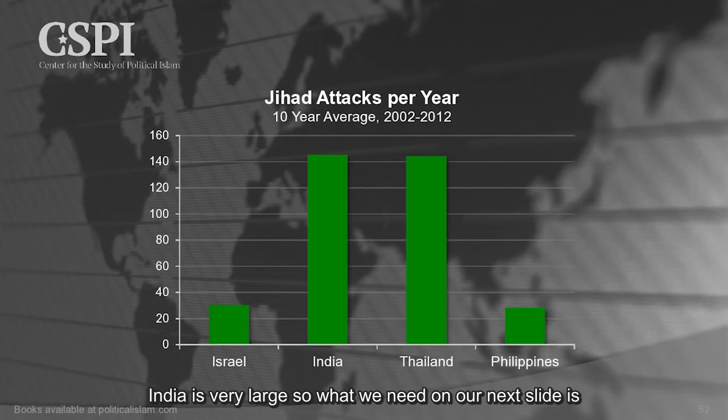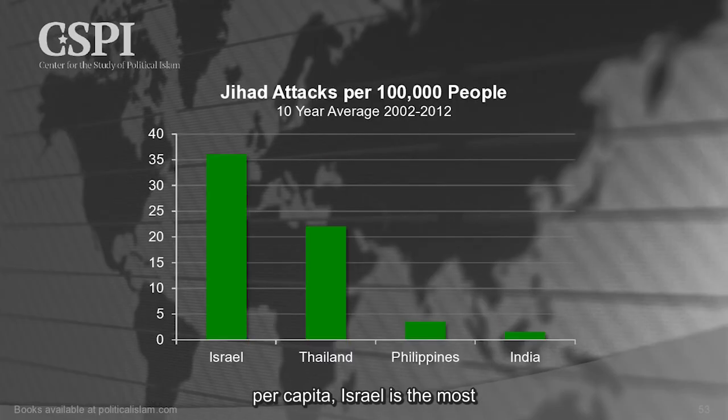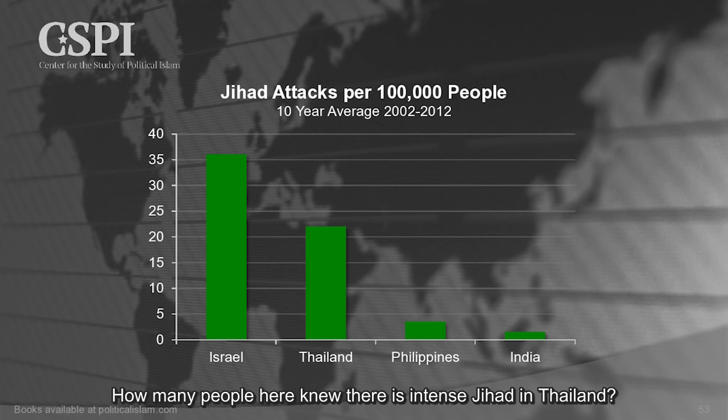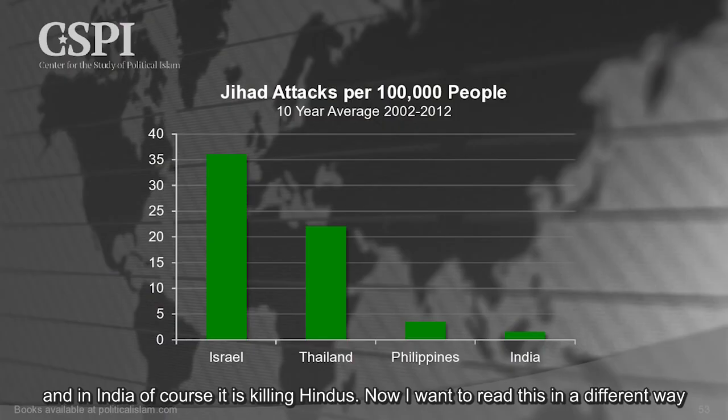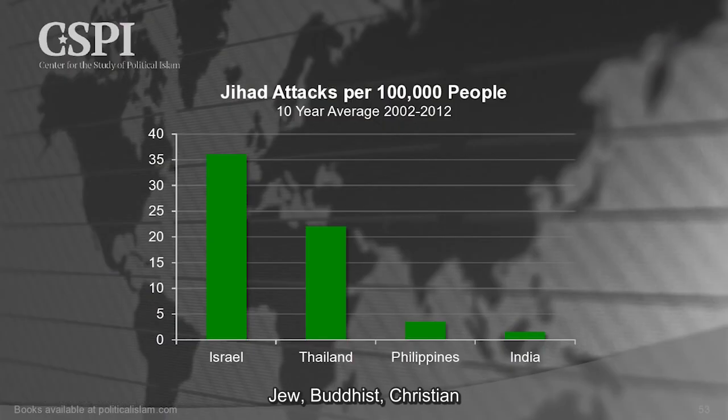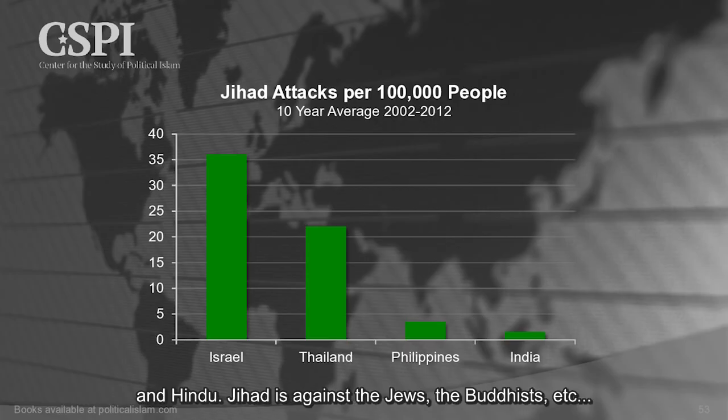So what we need on our next slide is per capita. Israel is the most. How many people here knew there was intense jihad in Thailand? Did you know that? In the Philippines, it's mostly killing Christian Catholics. And in India, of course, it's killing Hindus. Now I want to read this in a different way. Jew, Buddhist, Christian, and Hindu. Jihad is against the Jews, the Buddhists.